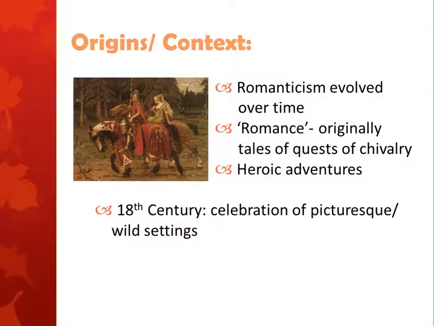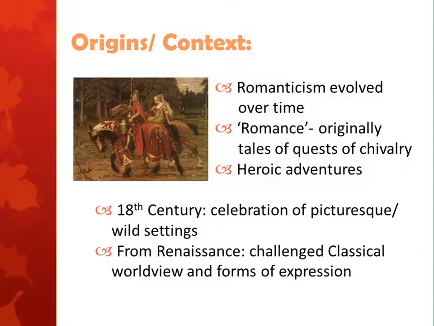Now, by the 18th century, stories that took place in picturesque or wild and exotic settings tended to be referred to as romantic, and an emphasis on these places continued to become more and more distinctive. From the Renaissance onwards, the word romantic had often been used to condemn overly imaginative artistic expression, which was understood to challenge classical ideals which were popular at the time.